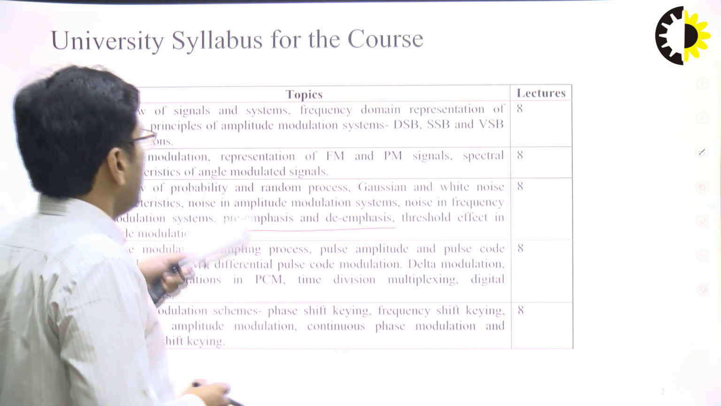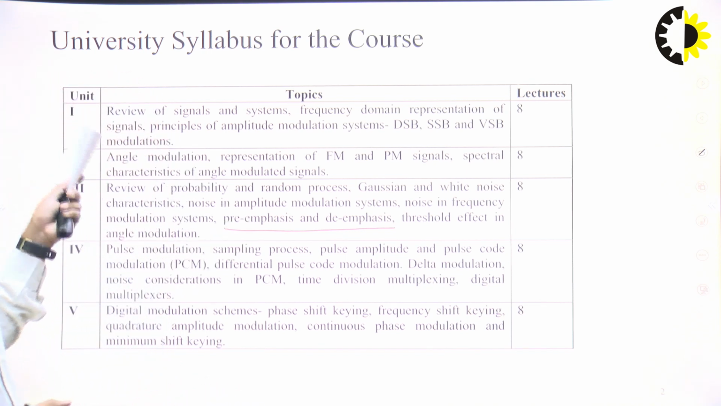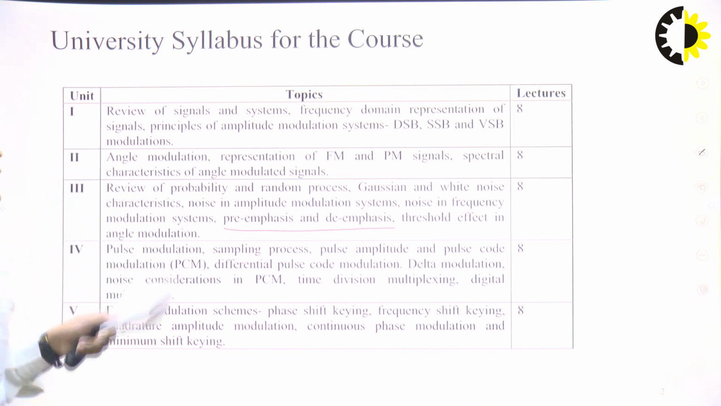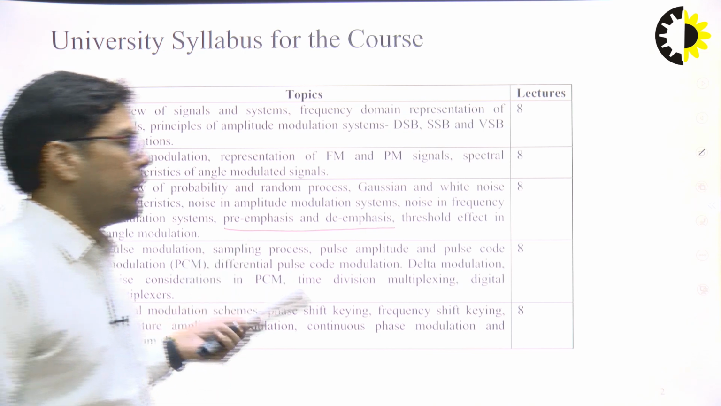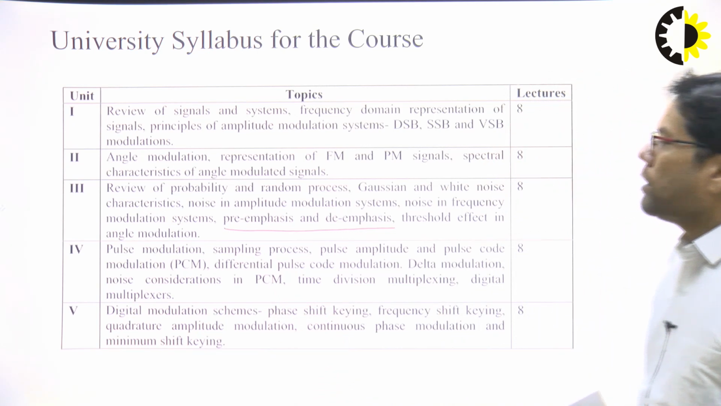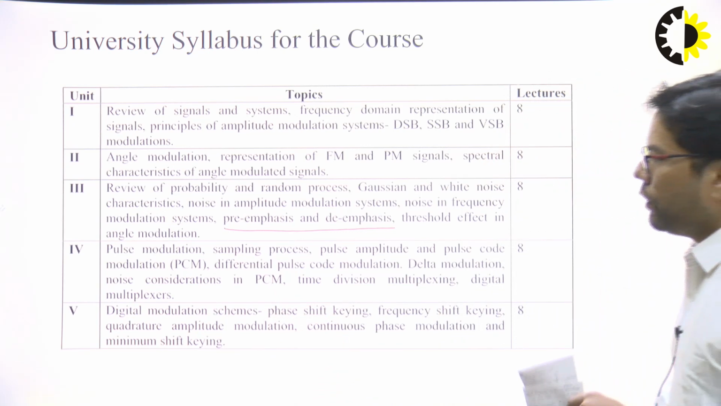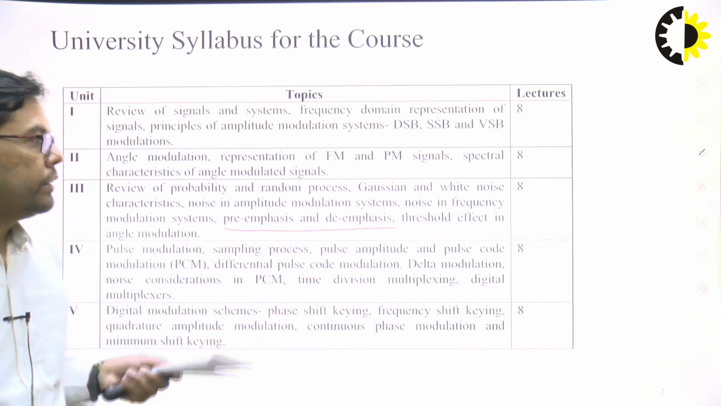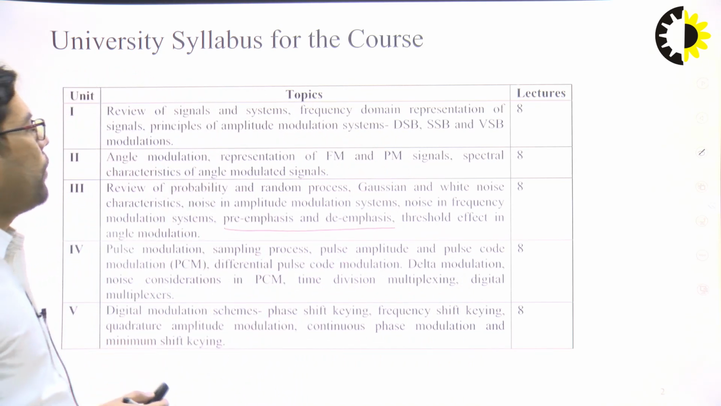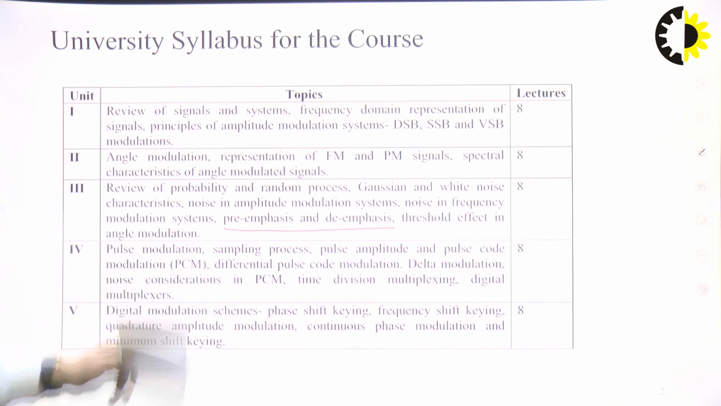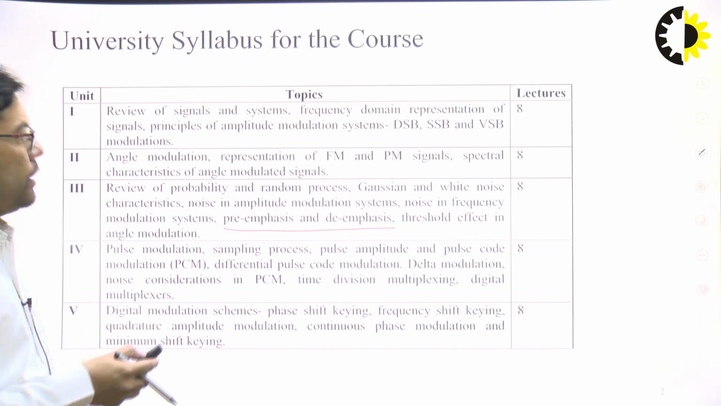Here you can clearly see the first unit is related to AM, the second unit is related to angle modulation, the third unit is related to random process and random variable, the fourth unit is related to the pulse code modulation system, and the fifth unit is digital modulation techniques. So these are all 5 units. In this lecture we will discuss the pre-emphasis and de-emphasis process.